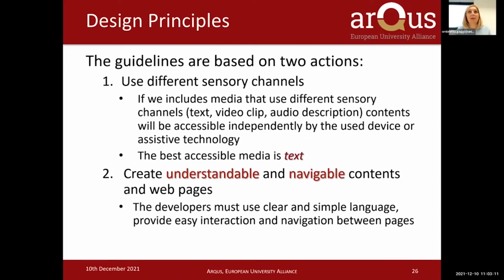These guidelines are based on two actions. Use different sensory channels. So provide, for example, text descriptions for the images, captions for the video and audio clip, audio description for the video, because we do not need only the caption for video, because the caption usually reports what people are saying. Okay, but blind people are people that can hear, but can't see. So you need the audio description that describes what is happening in that video.